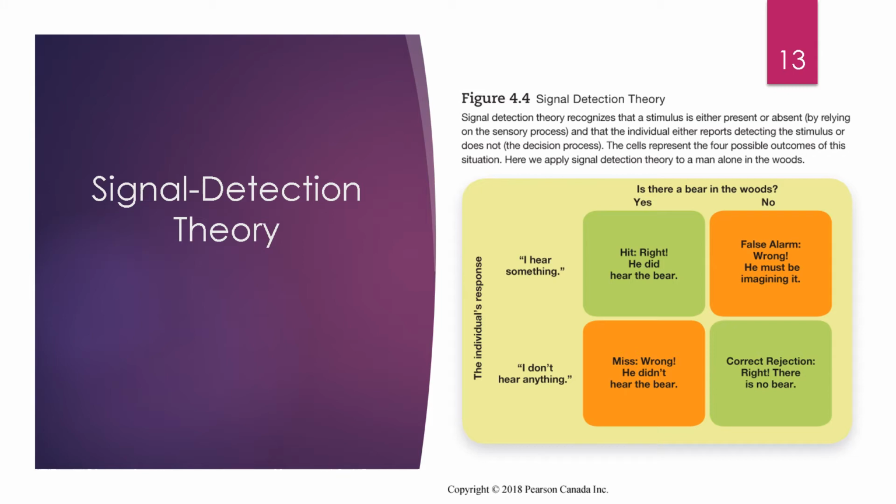Here's a diagram that shows you those 4 different responses within the context of signal detection theory. This is really important for you to understand. Signal detection theory recognizes that a stimulus is either present or absent, relying on the sensory process, and that the individual either reports detecting the stimulus or does not, which is the decision process. If the question is, is there a bear in the woods, and the answer is yes, and the individual's response is I hear something, that would be a hit. They correctly said that the stimulus was there. He was right, he did hear the bear.